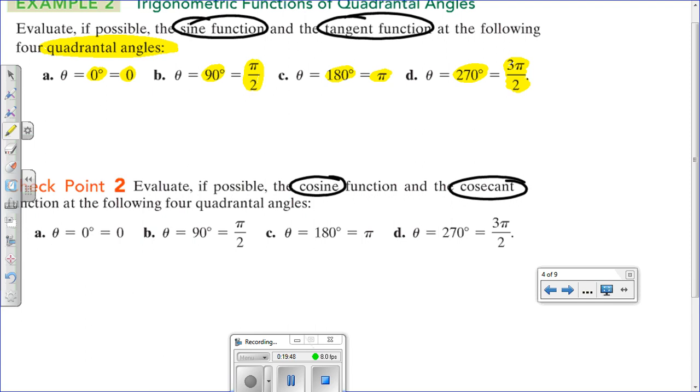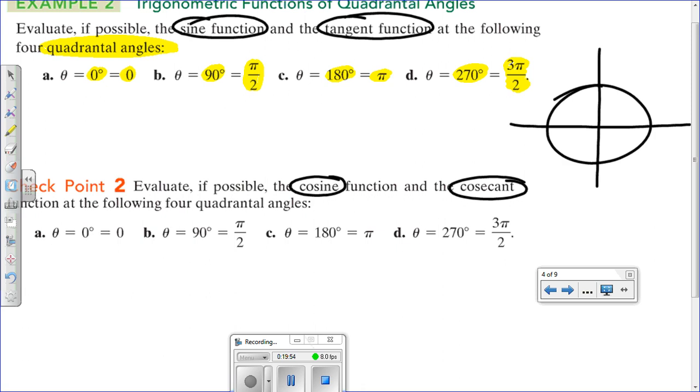Okay, let's draw the unit circle. We all know it. What are the coordinates at this point? If it's a unit circle, 1, 0. How about this point here? 0, 1. Next point, negative 1, 0. And 0, negative 1.